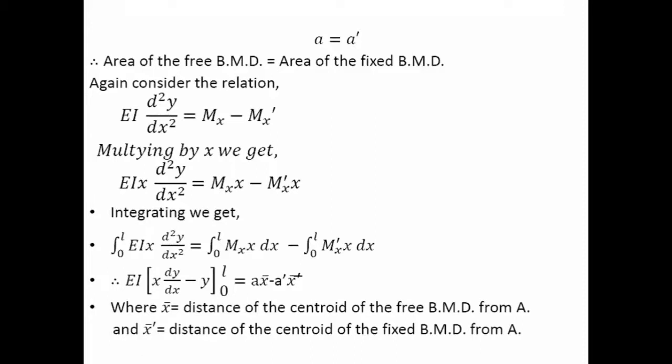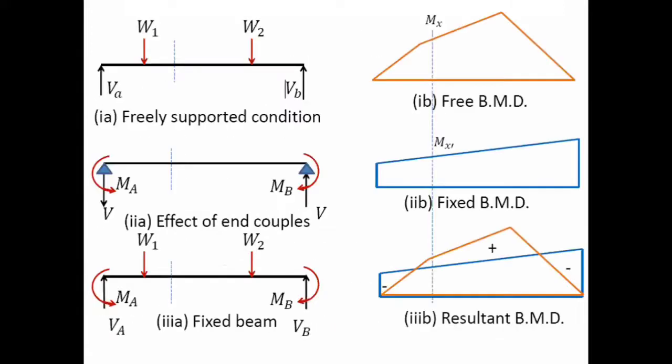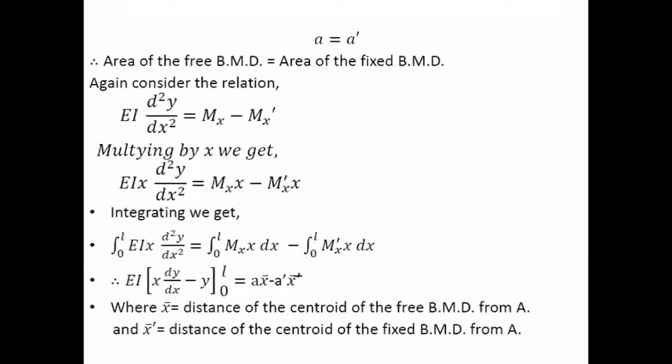What is x bar? It is the centroidal distance of the free BMD from A, and x dash bar is the centroidal distance of the fixed BMD from A. So these are the two areas. This is one area, whose centroidal distance we are assuming as x bar, and this is the fixed bending moment diagram, whose area has its centroidal distance as x dash bar. So these two terms we have obtained now.